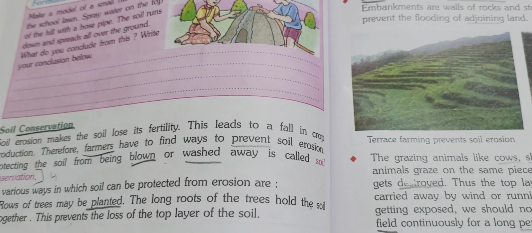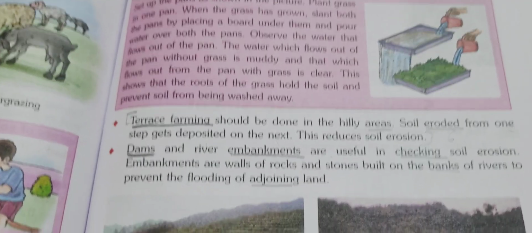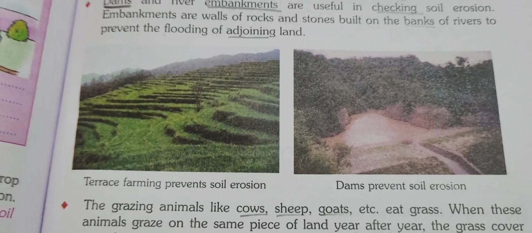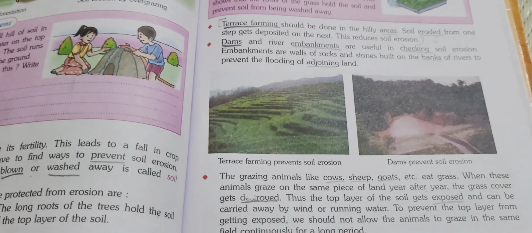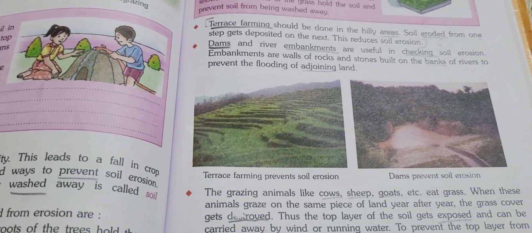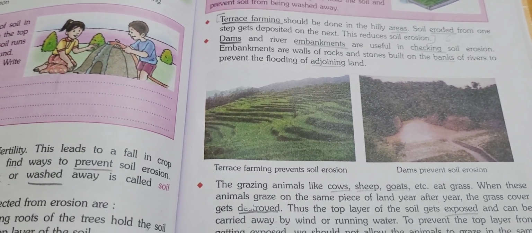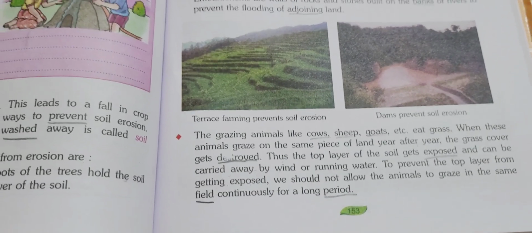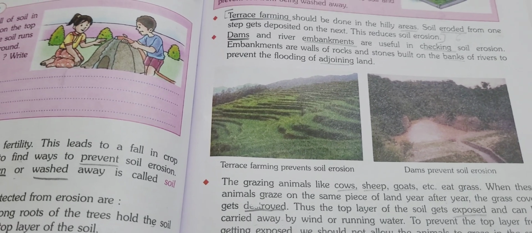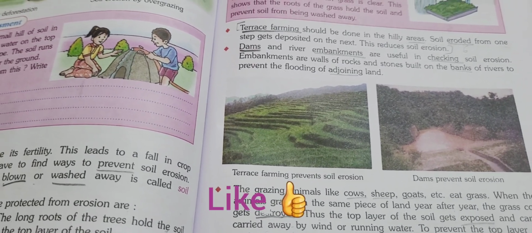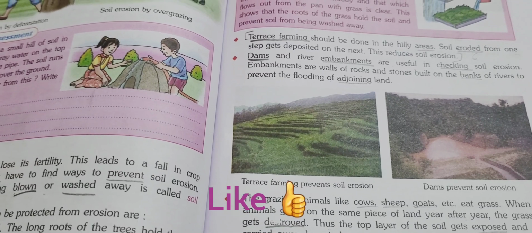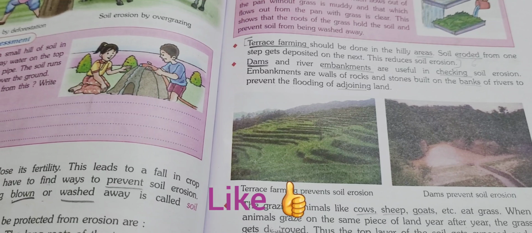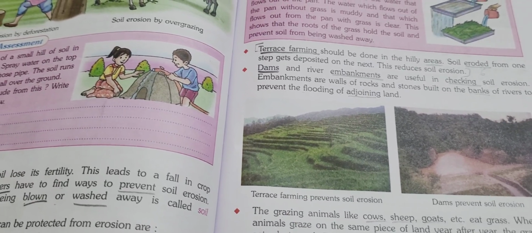Forestation, cover crop, terrace farming in the hilly areas, dams and river embankments, shelter belt, not allowing the animals to graze in the same field continuously. These are the methods to conserve the soil or to prevent soil erosion.